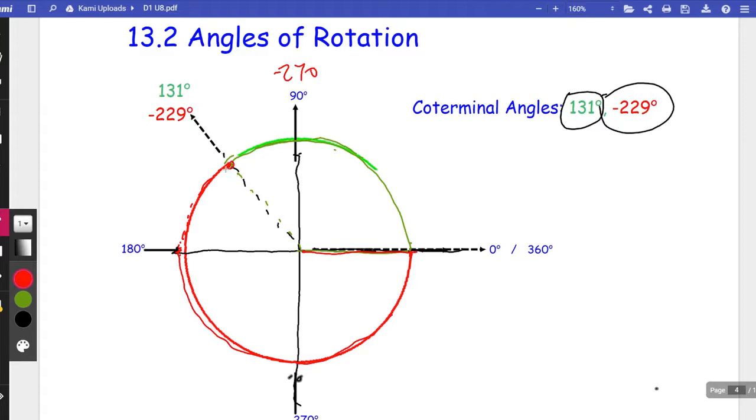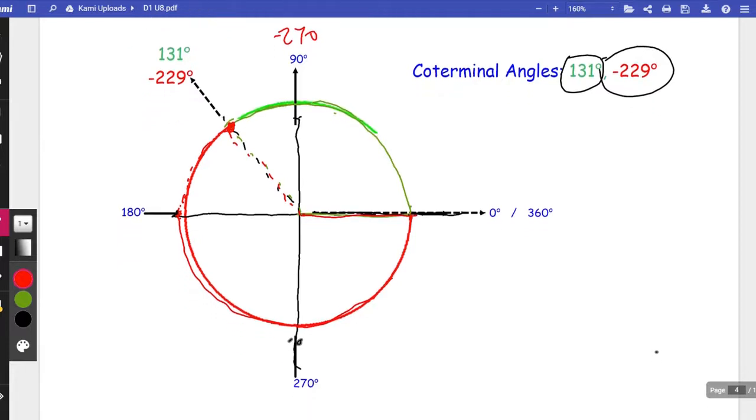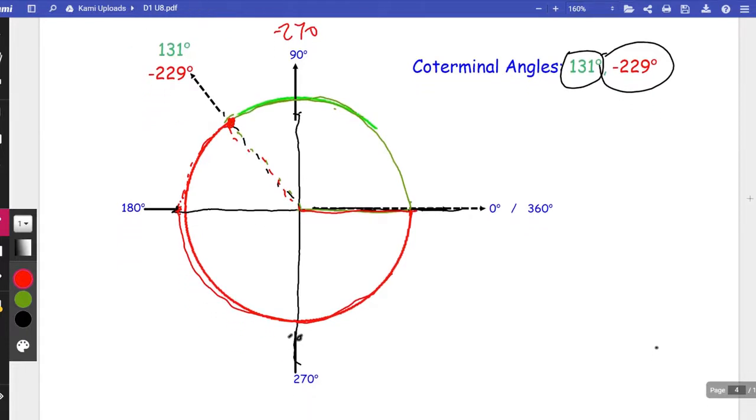That's about right there. So what we notice is that in this particular instance, both of these angles end at the same spot. So in effect, wherever they end, if they end at the same spot, they are called coterminal angles. One other way to know if they are coterminal or not is very simply to take an angle measurement, like 131, and if I want to know a coterminal angle to that, all I have to do is either add or subtract 360 degrees.